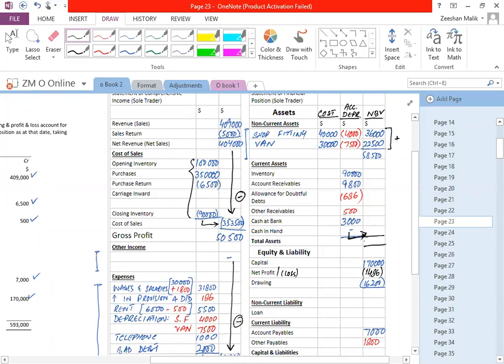Take the sum and take them here. 90,000 plus 9,800 minus 686 plus 500 plus 3,000. Perform calculations. This is 102614. Now you need to add non-current asset with current assets. Non-current assets plus current assets. It makes you 161114. Perform the calculations.